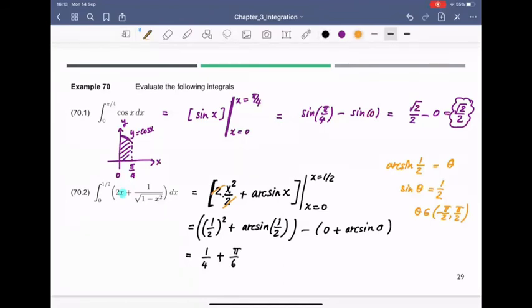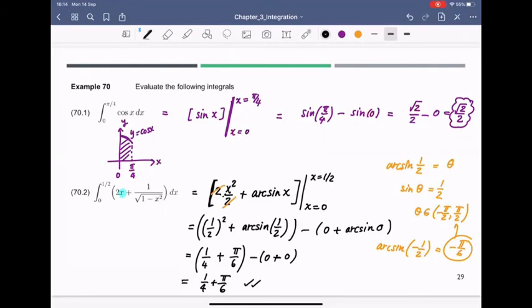Let's say if I want arc sine of negative 1/2, I am going to get negative pi over 6 because I need to pick the angle in this domain, right? This is from your inverse trigonometric functions, from your pre-calculus, your basic one. And then after that, I have 0, and arc sine 0 is 0. Well, the answer is just 1/4 plus pi over 6. Good. All right, that is all for today.